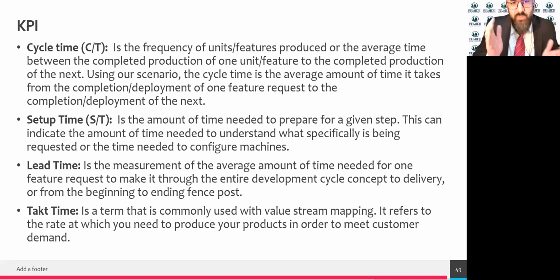So the cycle time is how long it will take to finish one cycle, from one item, one request. Setup time is the amount of time needed to prepare for a given step. This can indicate the amount of time needed to understand what specifically is being requested, or the time needed to configure a machine. And lead time is the measurement of the average amount of time needed for one feature request to make it through the entire development cycle, concept to delivery, or from the beginning to the end fence post.